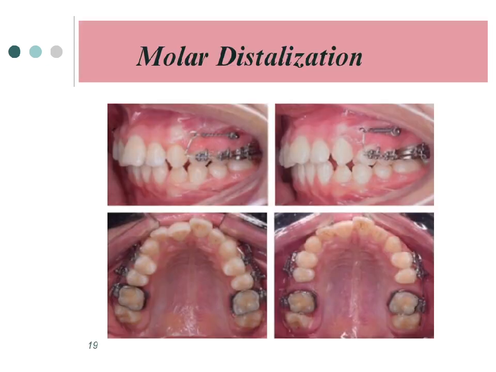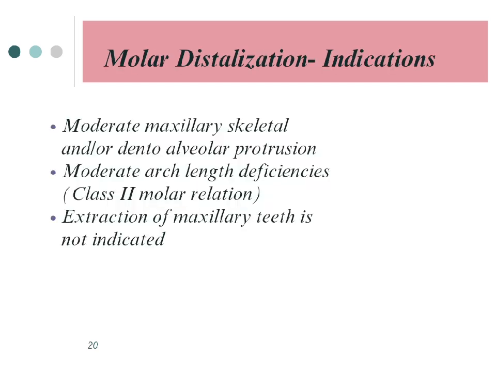Next comes the method of gaining space using extraction. The first process discussed here is molar distalization. Indications for molar distalization are moderate maxillary skeletal and or dentoalveolar protrusion, moderate arch length deficiencies, class 2 molar relation, and when extraction of maxillary teeth is not indicated.